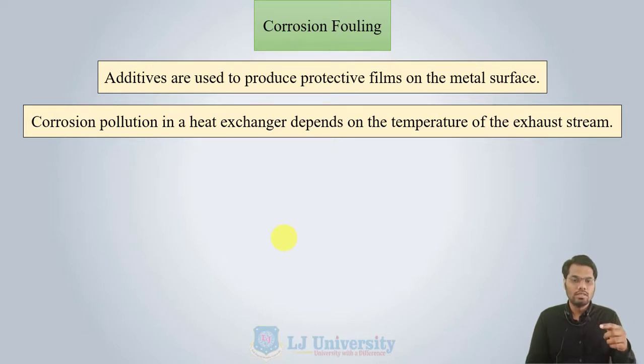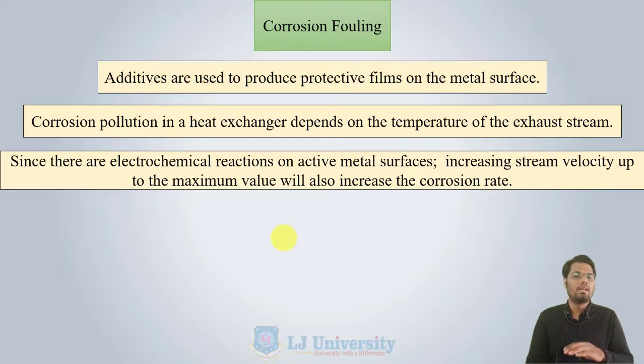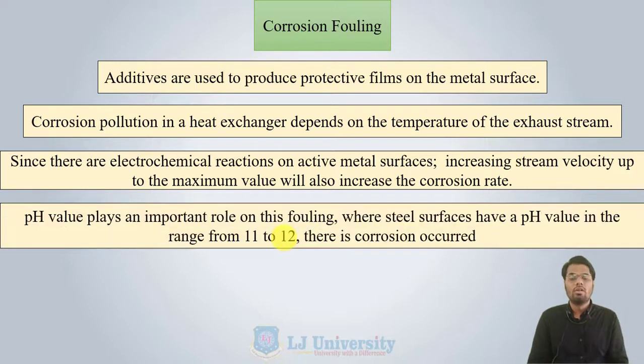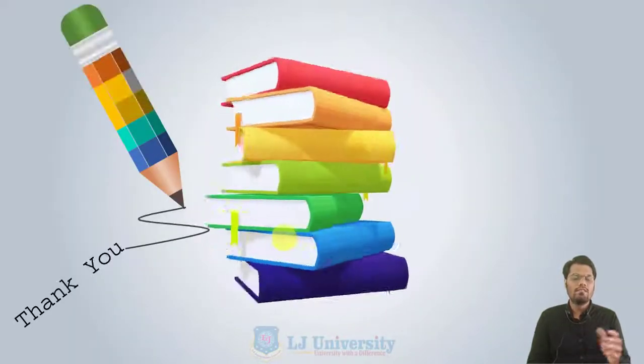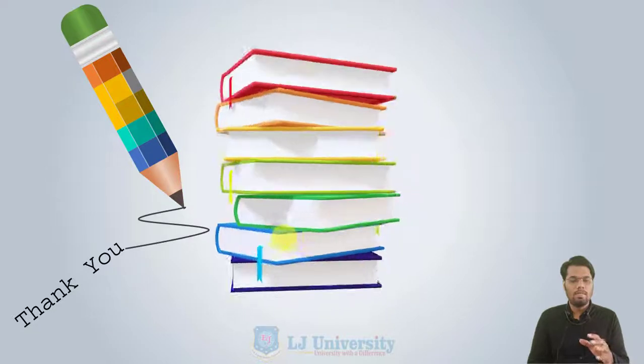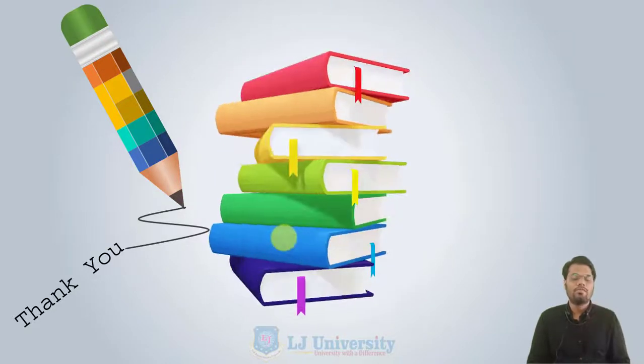So corrosion in the heat exchanger depends on the temperature of the exhaust steam. Since there are electrochemical reactions on active metal surfaces, increasing the stream velocity up to a maximum value will also increase the corrosion rate. So pH value plays an important role in this fouling. Where steel surfaces have a pH value in the range of 11 to 12, corrosion occurs. So these are the different techniques to control fouling.